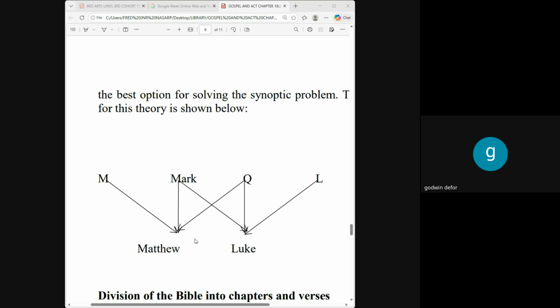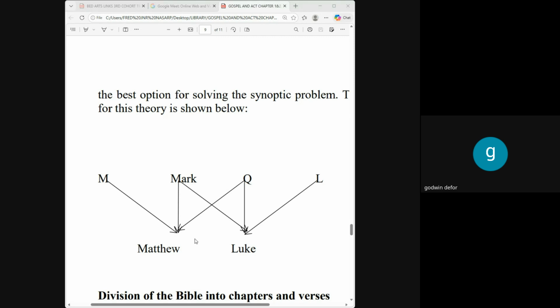The answer is that Matthew got a secret place, a secret source, and he copied that passage from that place. So Luke did not have it in his work. Mark did not have it in his work. Question number 2 answered.